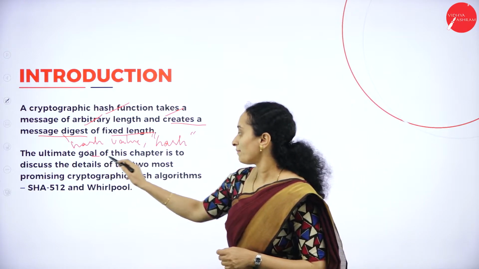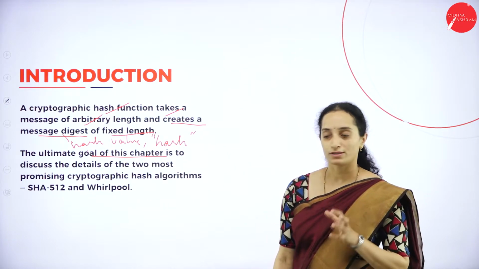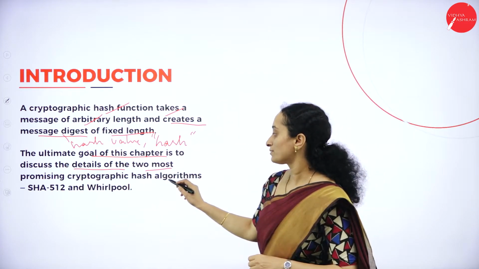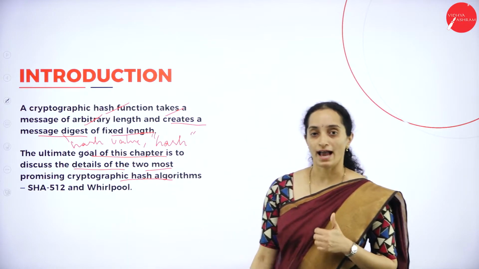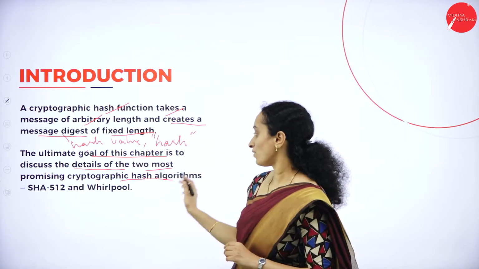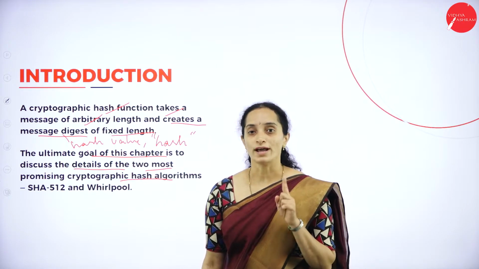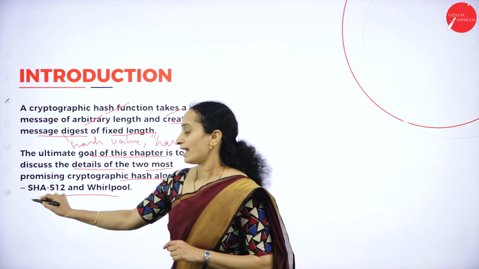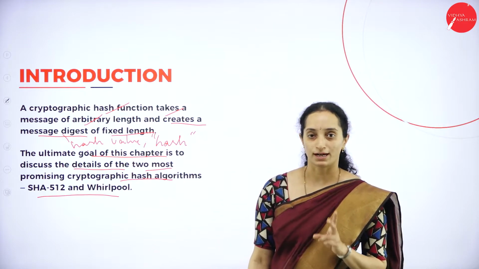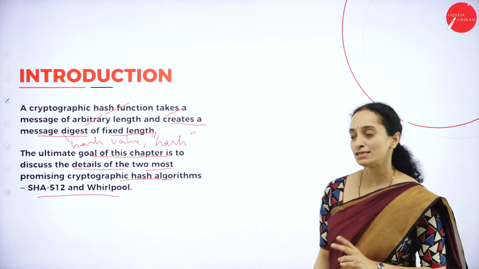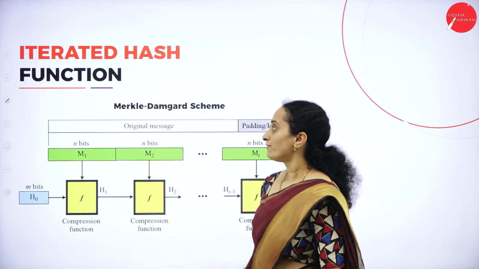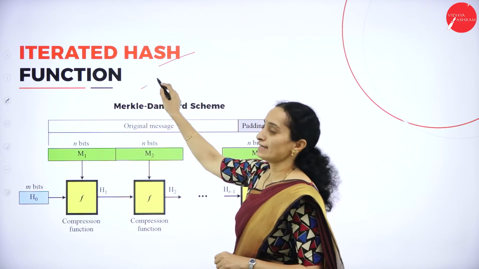The ultimate goal of this unit is to discuss the details of the two most promising cryptographic hash algorithms. There are two different cryptographic hash algorithms that are used to ensure integrity. They are SHA-512 and Whirlpool. We are going to discuss these two algorithms in this concept. First thing is the iterated hash function.